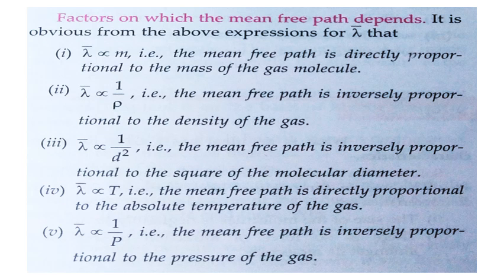Here are the factors on which the mean free path depends. It is directly proportional to the mass of the gas molecule, inversely proportional to the density of the gas, inversely proportional to the square of the molecular diameter, directly proportional to the absolute temperature of the gas, and inversely proportional to the pressure of the gas.